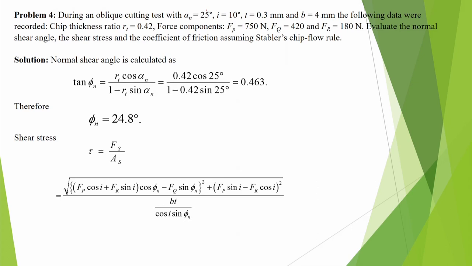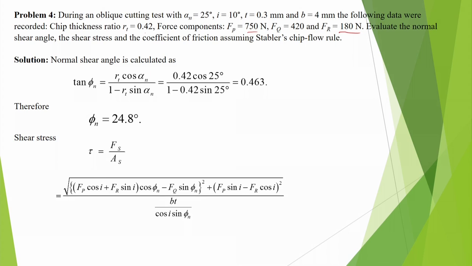Then during an oblique cutting test with alpha n equal to 25 degree, that means normal rake angle is 25, I equal to 10 degree, t equal to 0.3 mm, and b equal to 4 mm, the following data was recorded. Chip thickness ratio was 0.42, force components Fp was this much, Fq was 420, and Fr equal to 180 newton. Evaluate the normal shear angle, the shear stress, and the coefficient of friction, assuming Stabler's chip flow rule. What is Stabler's chip flow rule?